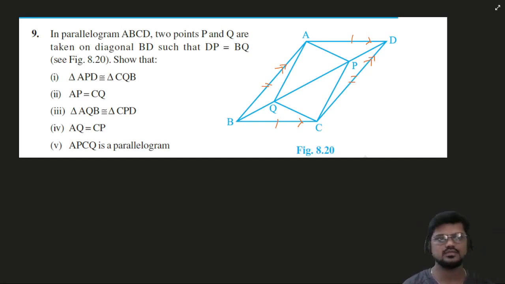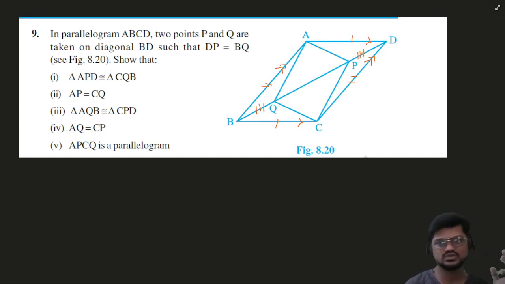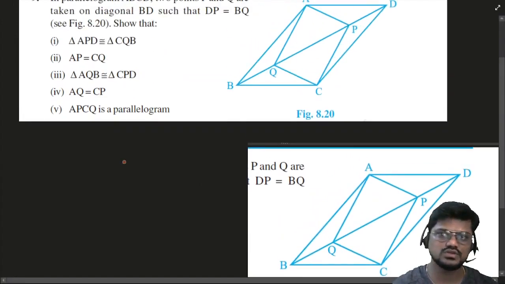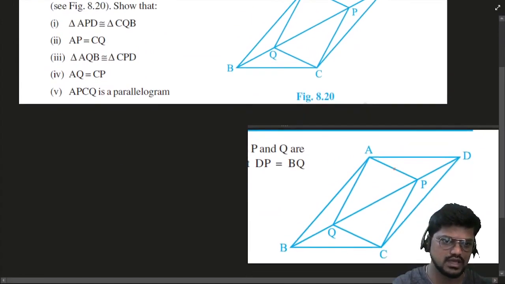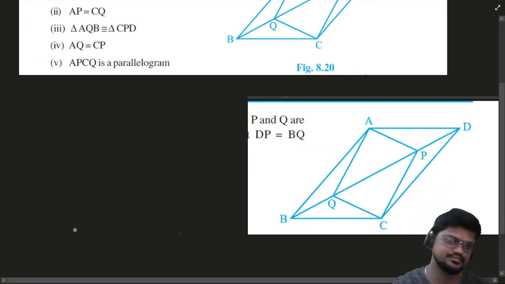Now after this, 2 points P and Q are taken on the diagonal BD such that DP equals BQ. We can say this side is equal to this side. Then you have to prove that triangle APD is congruent to triangle CQB and so on, whatever they have given. Okay, we'll try to prove them. First, you have to prove that triangle APD is congruent to triangle CQB. That's what we have to prove.